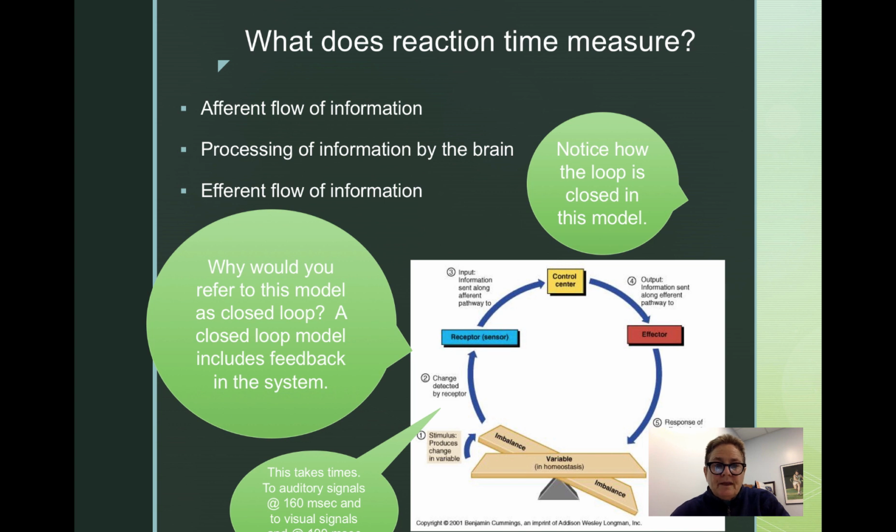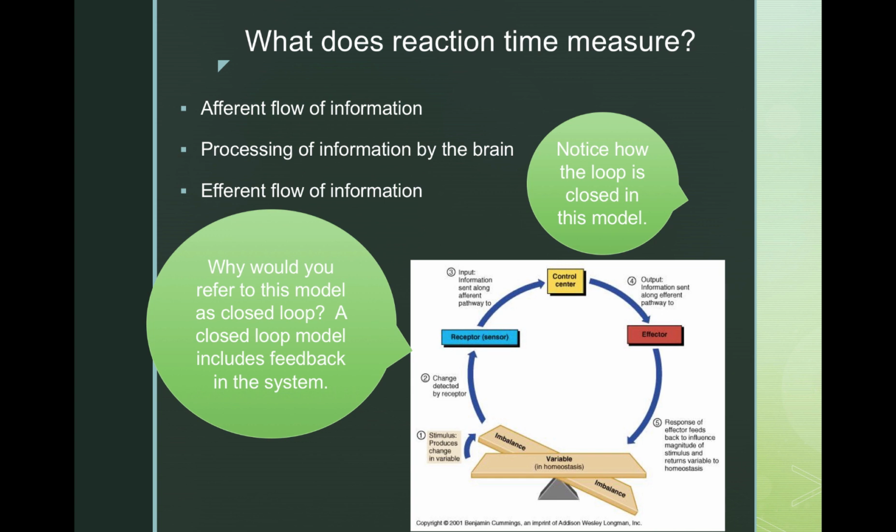I also want you to note that this entire process, reaction time, takes time, and it's different for auditory signals versus visual signals. The fastest auditory reaction time is approximately 160 milliseconds, whereas a fast visual reaction time is about 190 milliseconds. Here I'm talking about a simple reaction time. We've discussed this in lab and lecture. A simple reaction time means that there is a single stimulus and a single response to that stimulus. Why do you think that visual processing takes longer than auditory processing? Think about that for a moment.